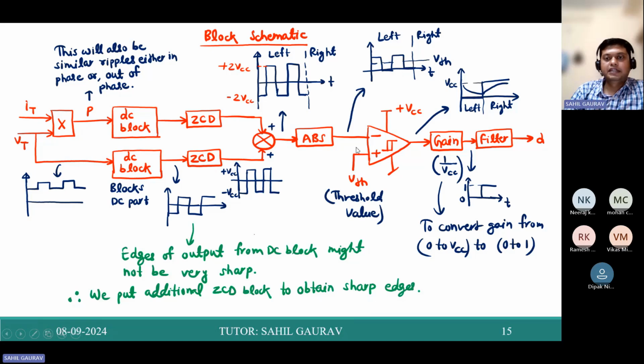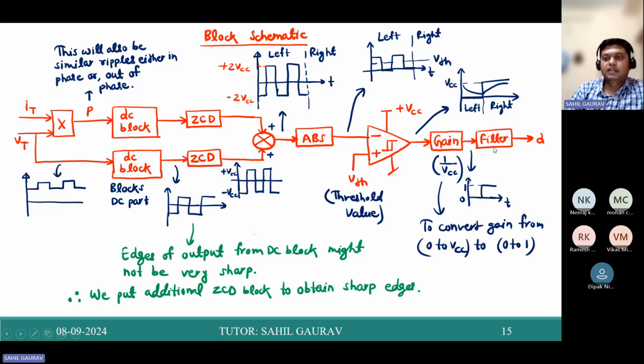Now if you compare with the threshold value using this comparator, you will get a waveform like this. And again, we are using the gain block to remove the VCC part that is coming from the op-amp. This gain block has the value 1 upon VCC, so we will get the output varying from 0 to 1.